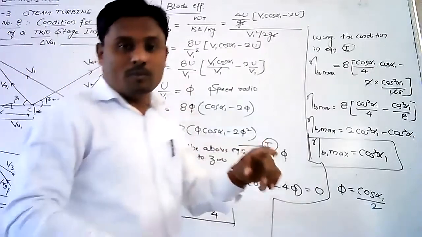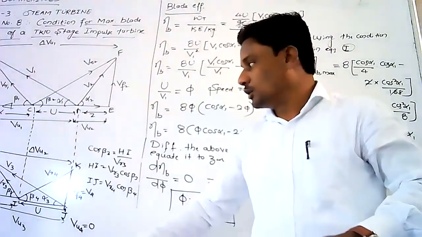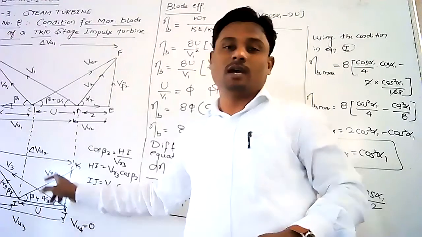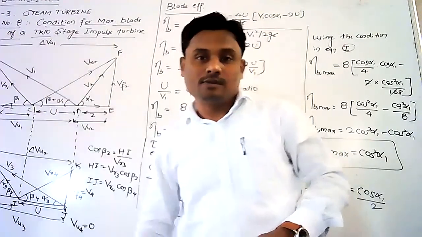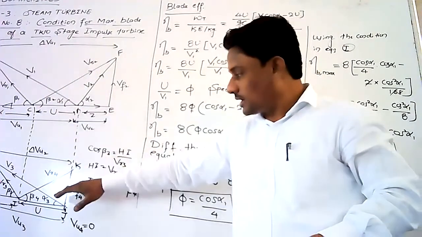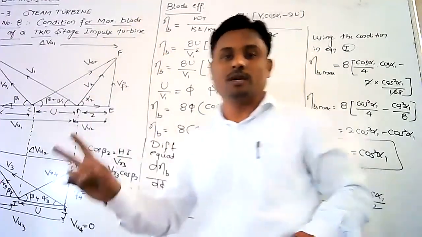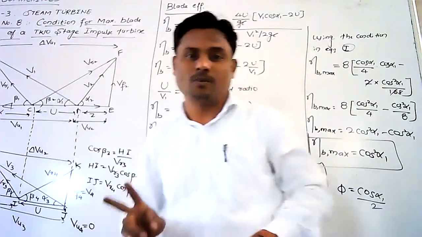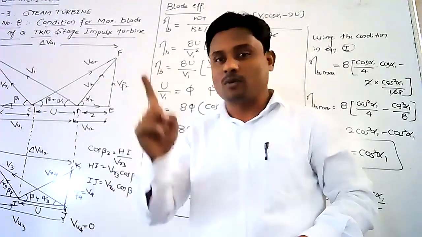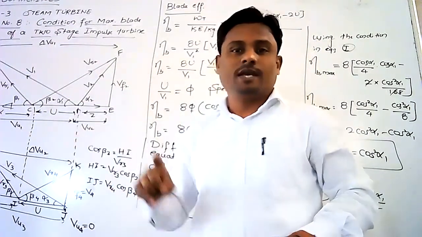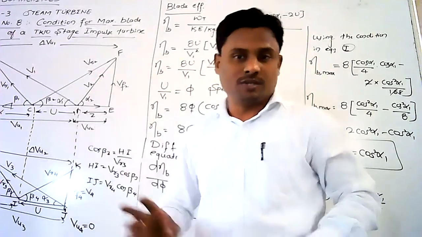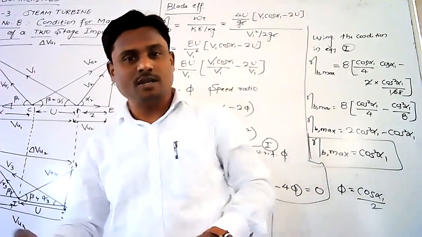In the type 2 problem, we need to start the numerical from the second stage and we have to end up with the first stage. So the starting step and the final step are reversed in the type 2 problem. Both types are very important from your examination point of view. Compulsorily, there will be one question on the graphical method, either on single-stage or two-stage impulse turbine. That will be seen in the next class.